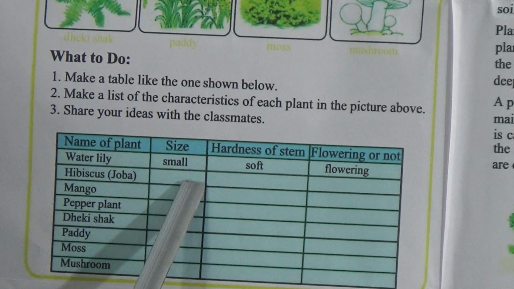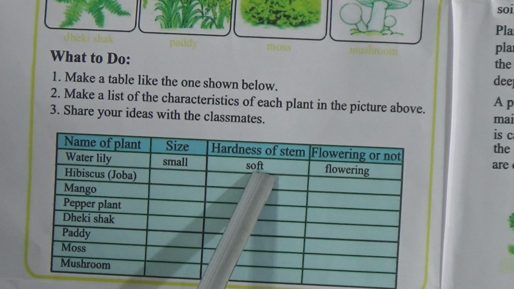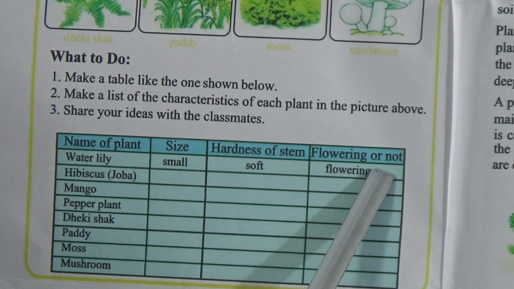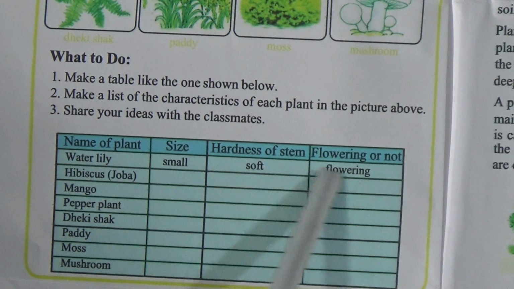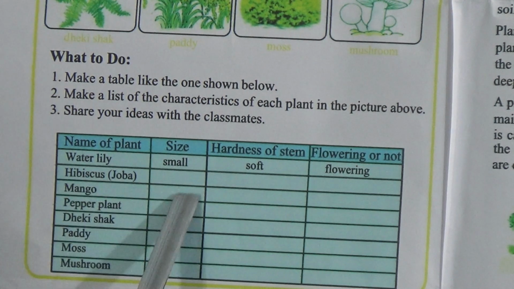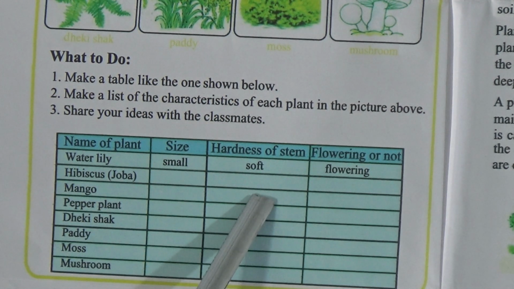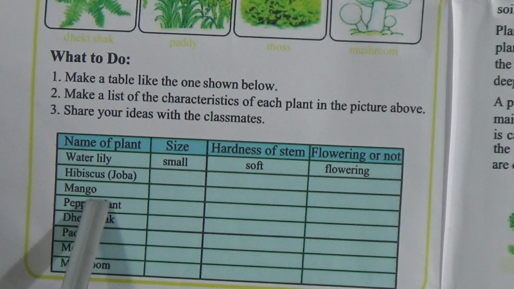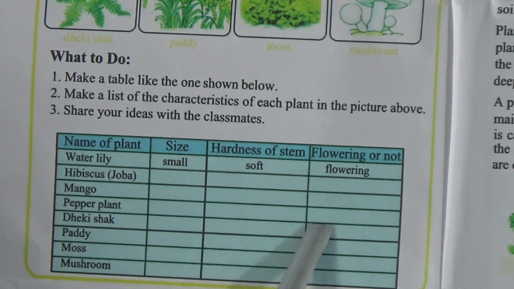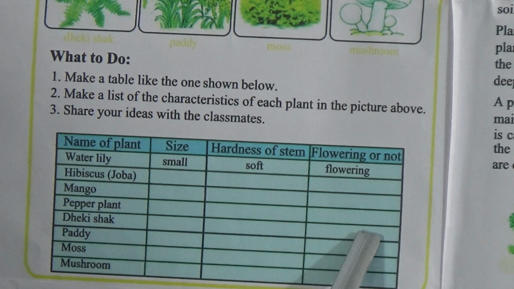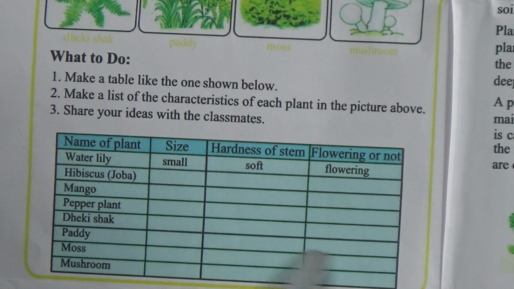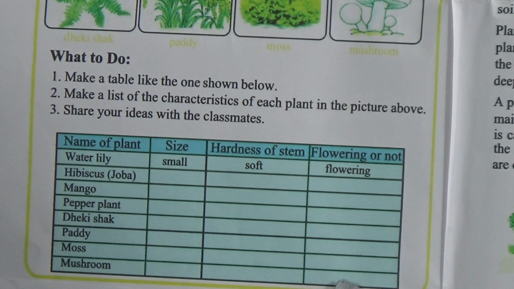Water lily: its size is small, it has a soft stem and it is a flowering plant. Hibiscus has a medium hard stem and it is a flowering plant. Mango has a big hard stem and is a flowering plant. Pepper plant is small, soft and a flowering plant. Then hogla is small, soft and a non-flowering plant. Paddy is small, soft and a flowering plant. Moss is small, soft and a non-flowering plant. Then mushroom is small, soft, non-flowering.